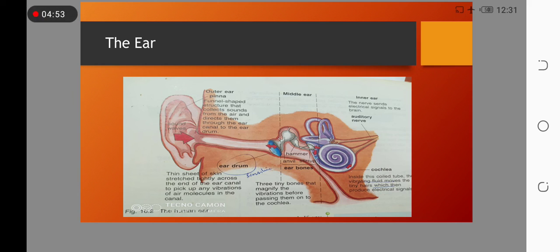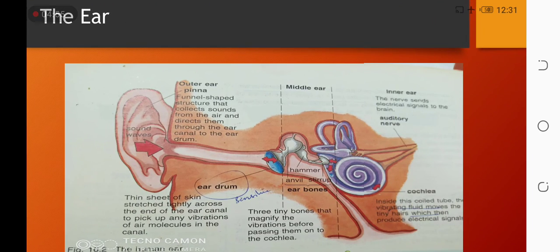So this is the structure. You can see in the diagram the outer ear pinna, and after that the three bones are present, then the cochlea and tiny hairs, and at the end the auditory nerve sends the message to the brain, and the brain converts the electrical signals into sound. So this is how sound reaches our ears and how these sounds are interpreted by the brain.